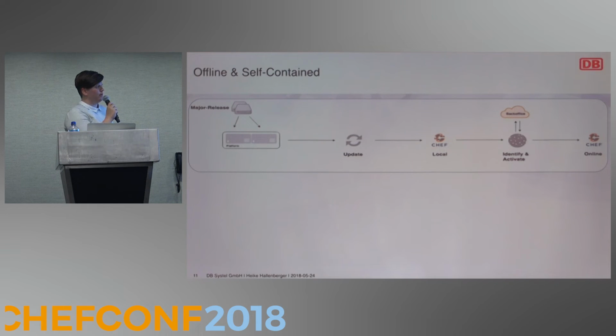The most important thing from the offline mode is that each platform has a unique identifier, and Chef reads that and saves it. So as soon as it's online, we have a mechanism that identifies and activates the platform in the back office, and then the back office actually creates a node in the Chef server. And as soon as that is done, we are in the Chef online mode, and the trains receive the latest updates.